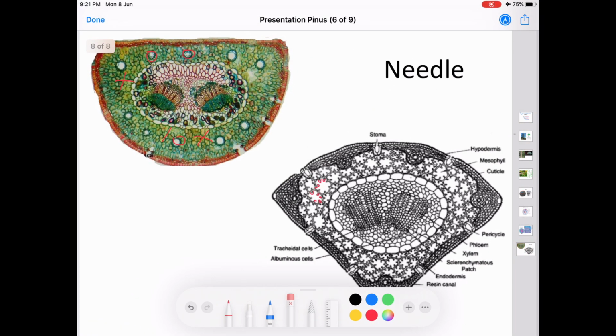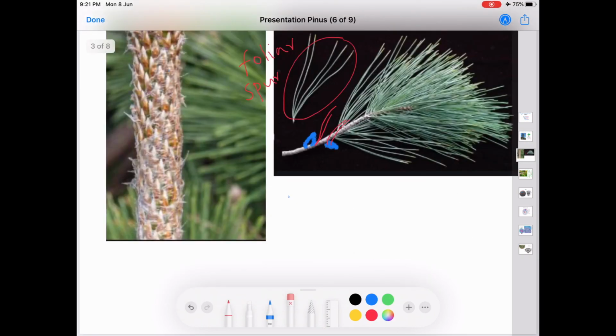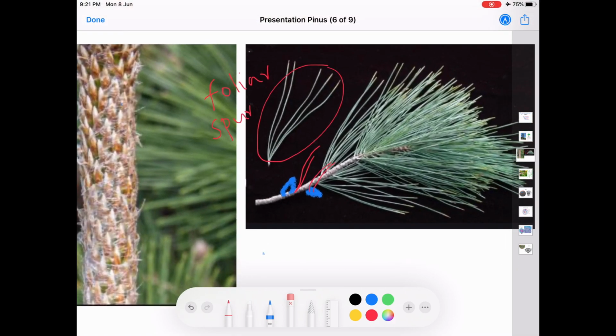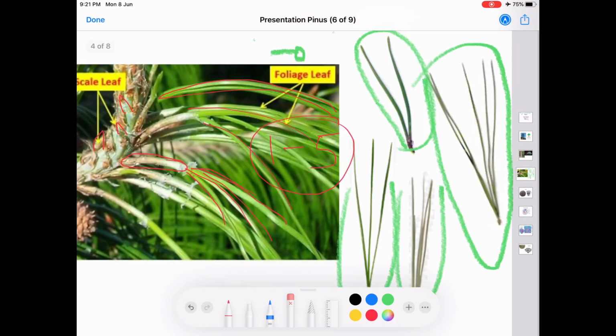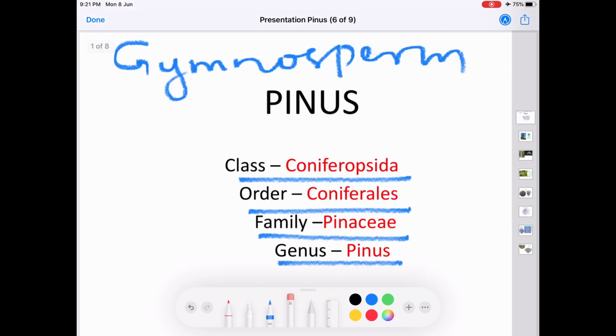That is, I have mentioned the shape of the plant, different types of shoots, that is, shoot dimorphism, leaf dimorphism, and internal structure of stem, leaf and root. This is all about the morphological and anatomical features of the plant Pinus.